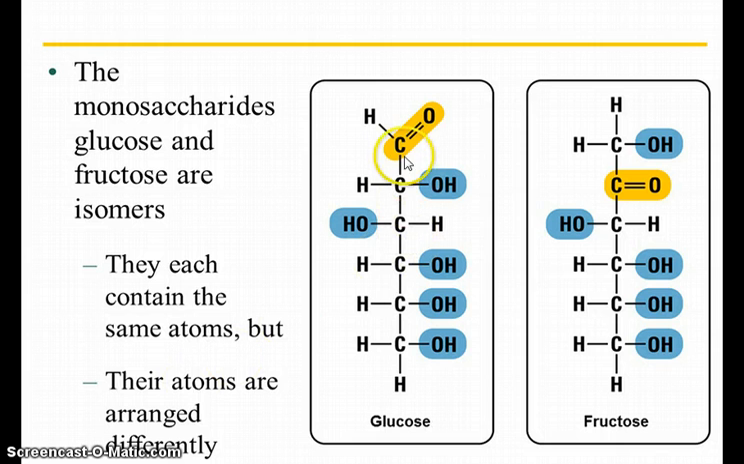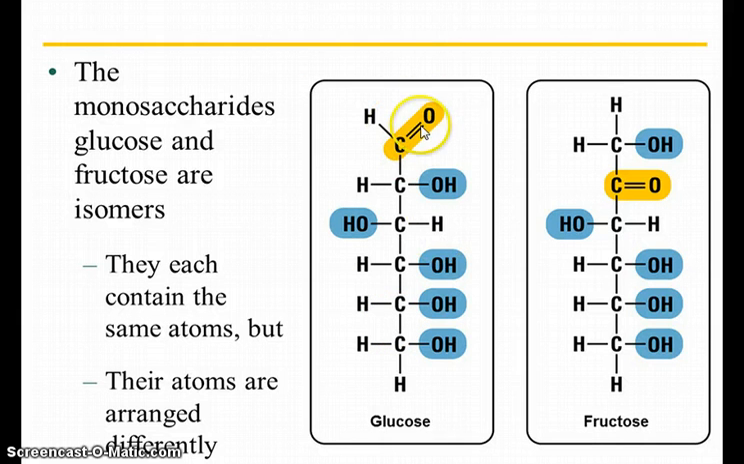Okay, so here you can see 1, 2, 3, 4, 5, 6 carbons. C6. If you count the H's, you'll have 12, H12, and 6 oxygen. C6H12O6. And glucose and fructose are actually what are called isomers. So they have the exact same formula, C6H12O6. But their atoms are rearranged in different ways.